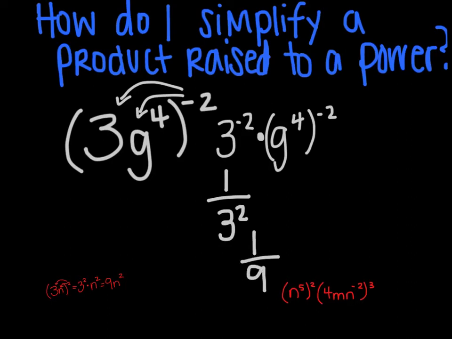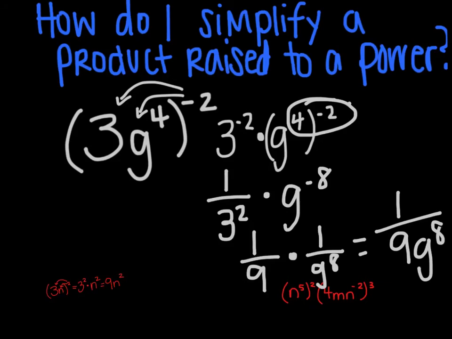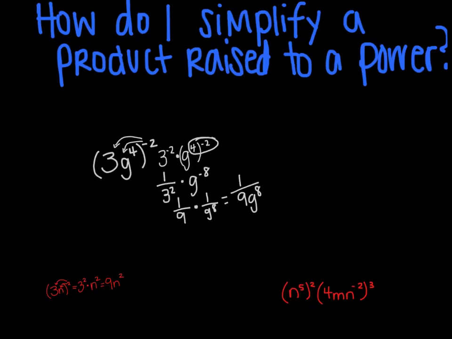And then I have what I know with exponents. We're applying what we just learned. So I can have this be g, and then we're multiplying those to the negative 8th power. And then that means I have 1 over g to the 8th. Simplify that just a little bit more. I have 1 over 9g to the 8th as my final answer.